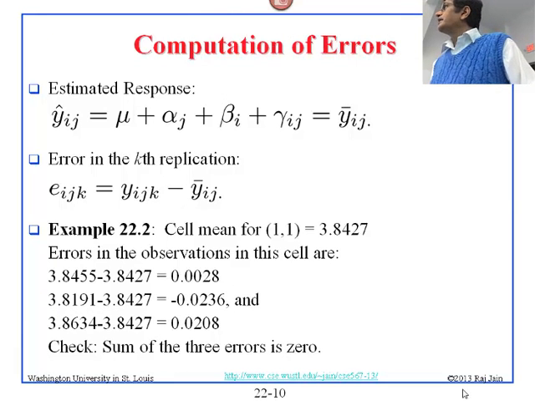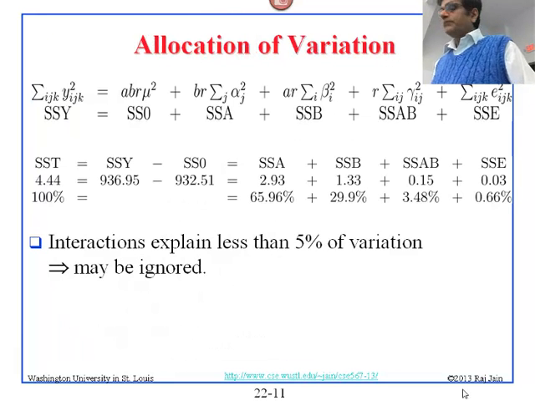So let's see. That gives you the sum of the squared errors. They will follow this formula: SST is equal to SSA plus SSB plus SSAB plus SSE. Okay.